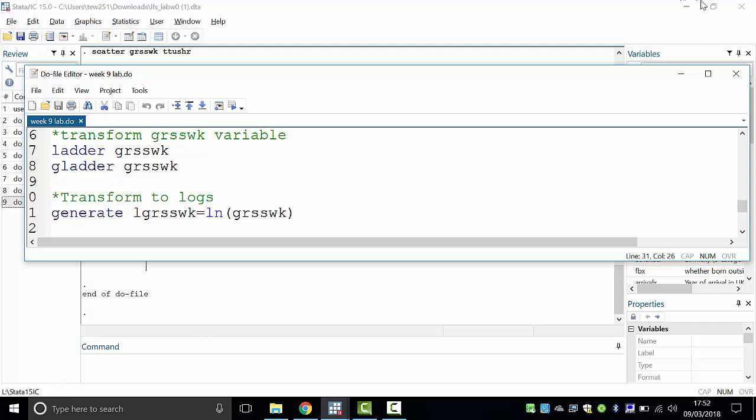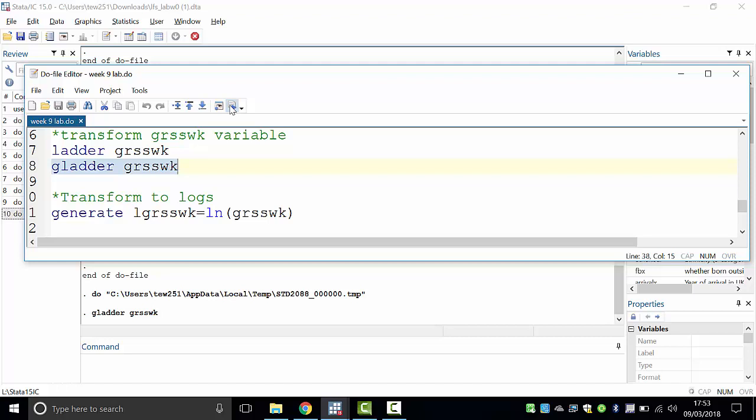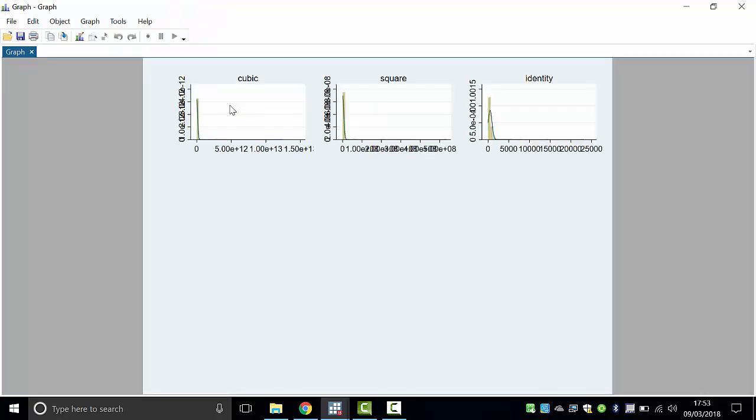Now, this ladder gross wages line gives us the table of transformed variables, while the second line gives us the graph of transformed variables in histogram. We will run the second one. Please run the second one. Usually it's more clear when you see the graph than the table. You should get a set of 9 graphs.